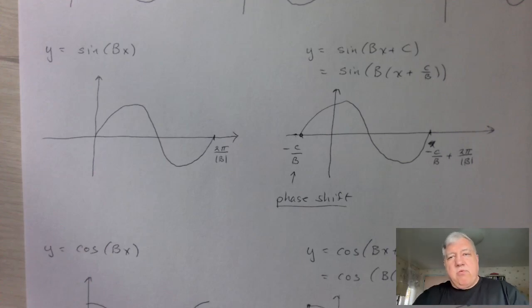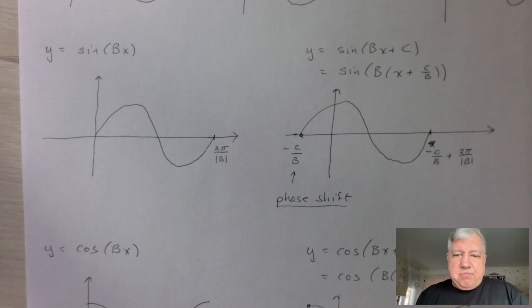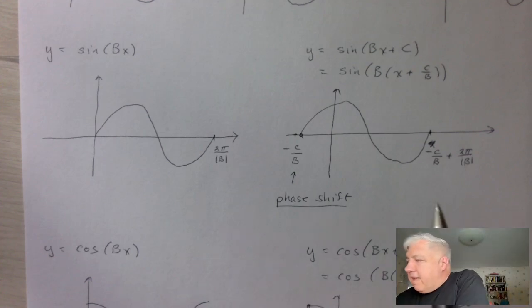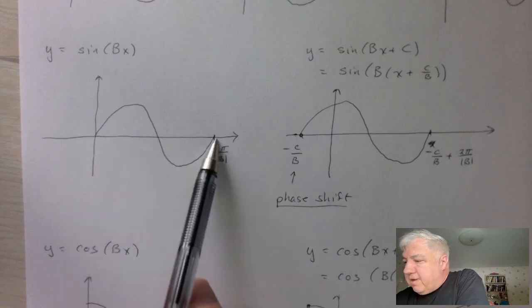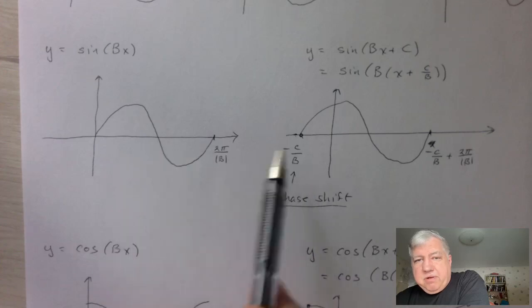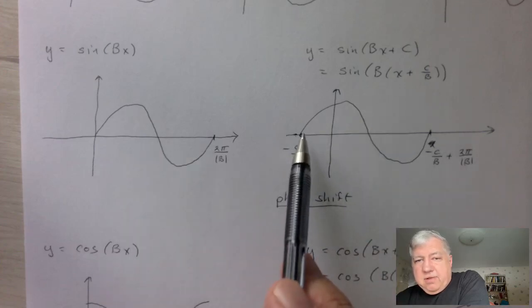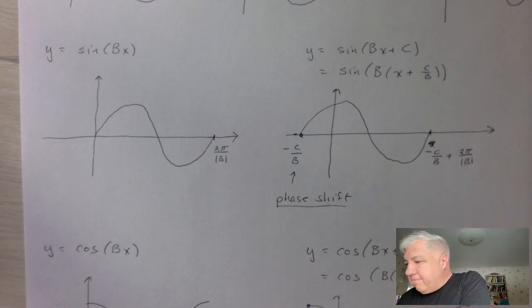Of course b and c could be positive or negative, but the phase shift is always going to be minus c over b. So sometimes the phase shift will be negative, sometimes it will be positive. A negative phase shift means we're shifting to the left. Positive means we're shifting to the right. And notice that whenever we shift this point, we also have to shift all the points on the graph. So the period is still going to be the same. The distance from here to here is still 2 pi over b, which is the period.